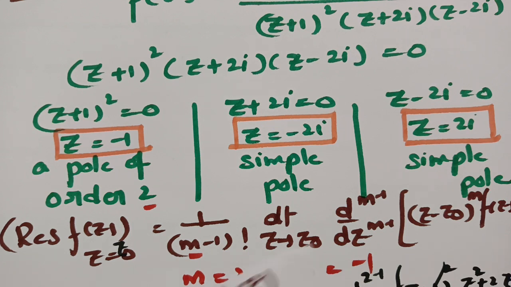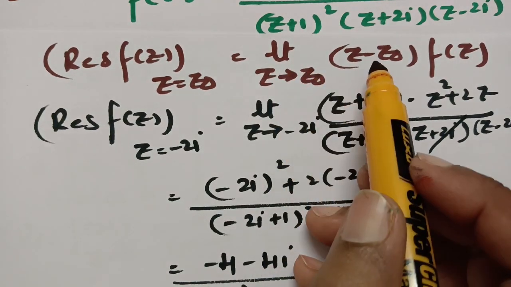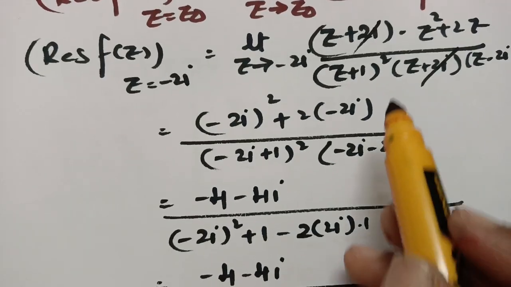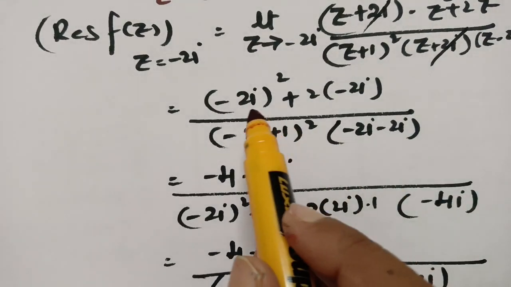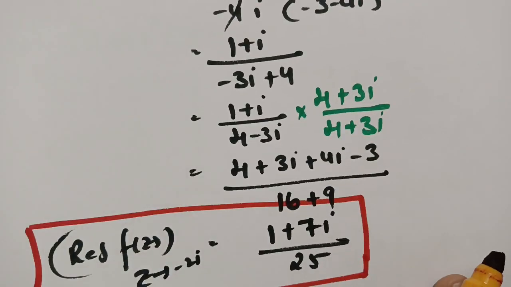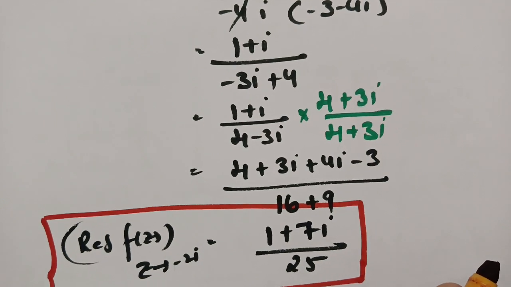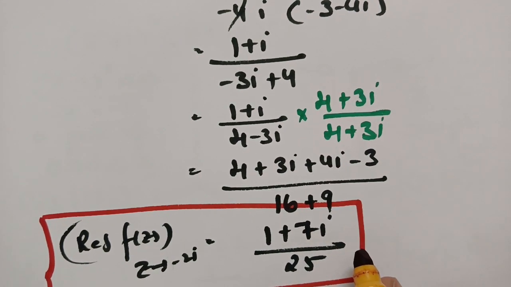For minus 2i, as it is a simple pole, the formula is also so simple: limit z tends to z naught, z minus z naught into f of z. And after cancelling z plus 2i from the numerator and denominator and substituting minus 2i in place of z, and after calculating, so this is the calculation which you have to practice, the residue value here is 1 plus 7i by 25.